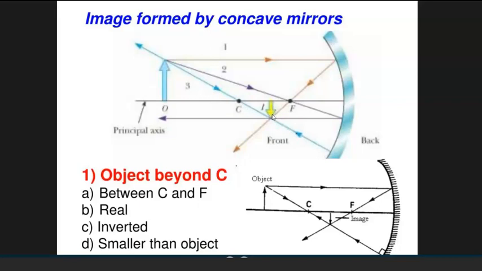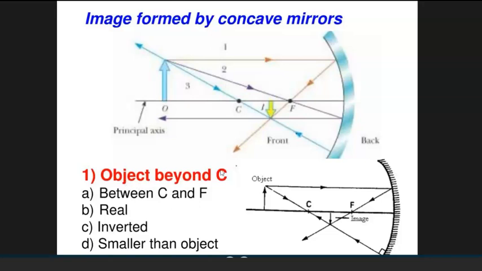It is of a smaller size, inverted and real image because all the rays intersect here really. Real intersection is taking place here. That's why real image is formed. So you see here object is of bigger size and erect, but image is inverted and of smaller size.